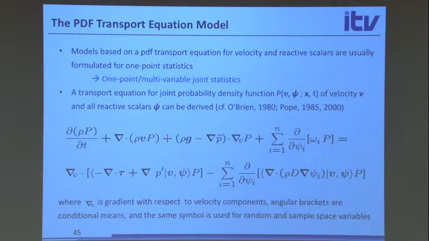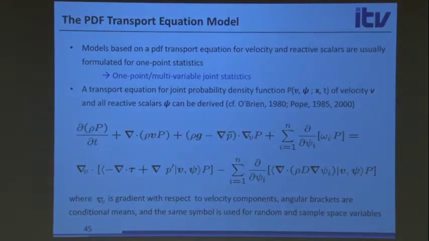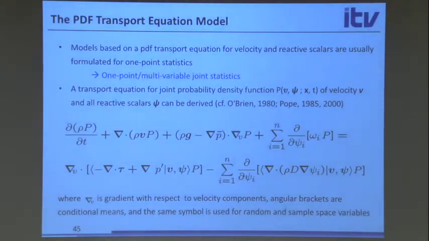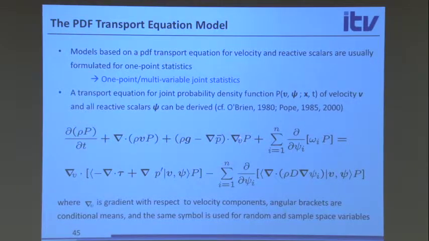The equation is interesting because, first of all, it's an equation for this function P, the probability. And what's interesting is that it has derivatives not only in physical space, here in x, y, z, but it also has derivatives in sample space, for example here in v, the scalars. It has derivatives in physical space, but also in sample space.